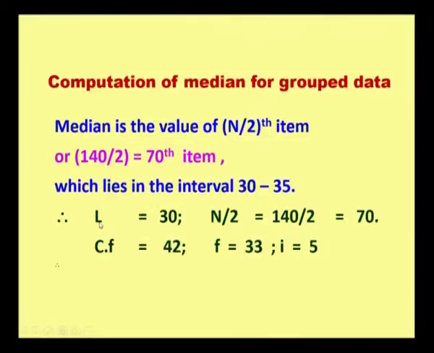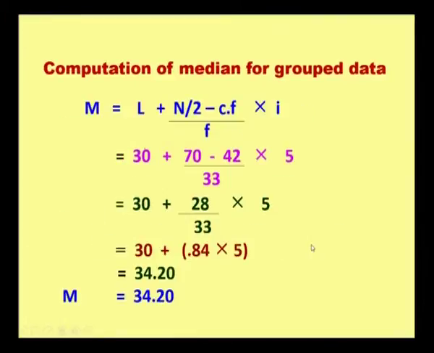Now, L is 30, and n by 2 is 140 by 2, that is equal to 70, the cumulative frequency is 42, f is 32, and i, the class interval, is equal to 5. And now, let us fit all these values into the formula: the median is equal to L plus (n by 2 minus Cf) by f into i, and by putting in all the values, we get 34.20.